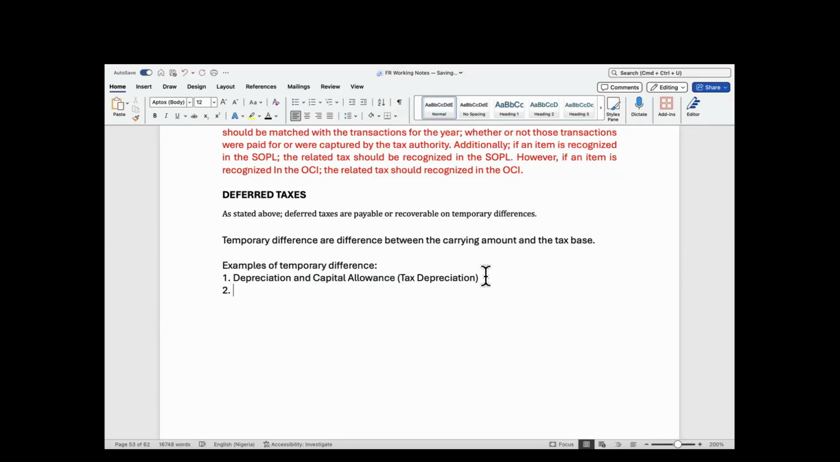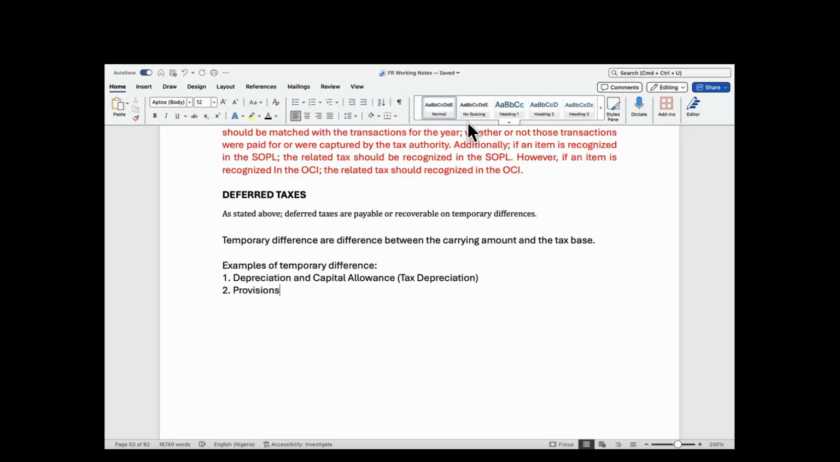Another example of temporary difference is when we have provisions. So in this case, it could either be provisions for doubtful debts, or provisions for maybe warranties, or provisions for maybe director's fees, whatever provision that you're making in line with IAS 37. Anytime you make a provision and you put it in your books, the taxman will not capture such provision. The taxman will say this provision is not necessarily incurred.